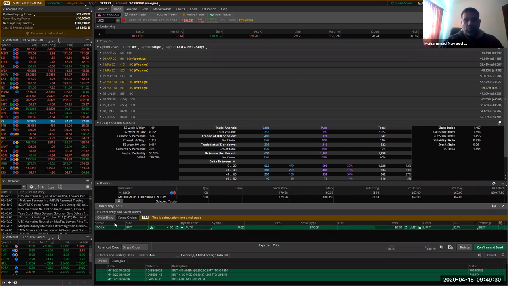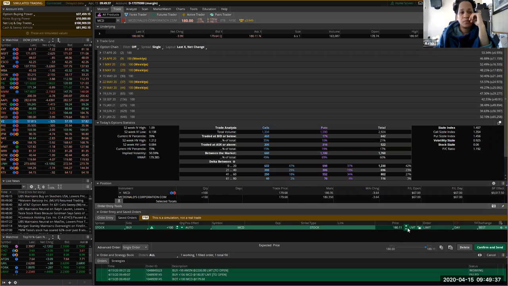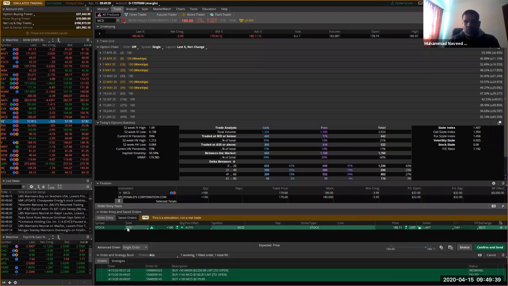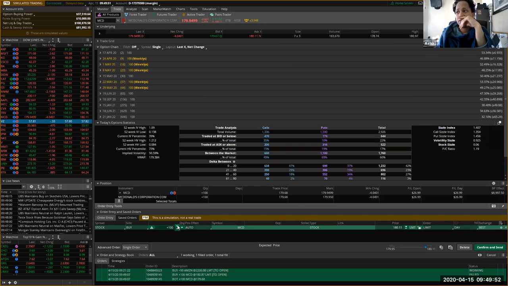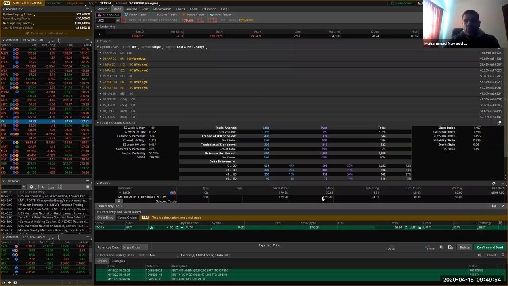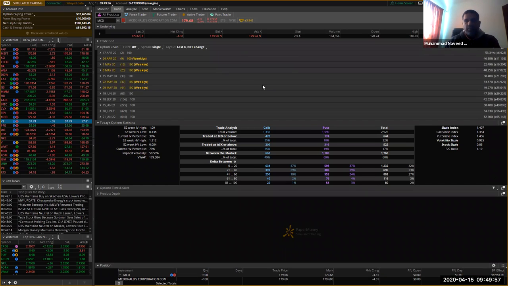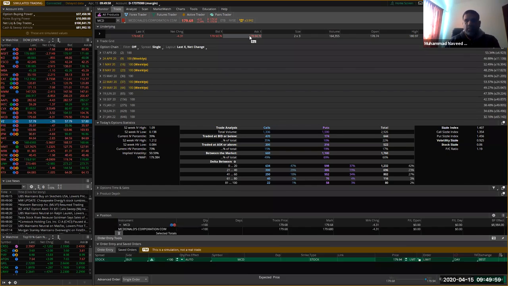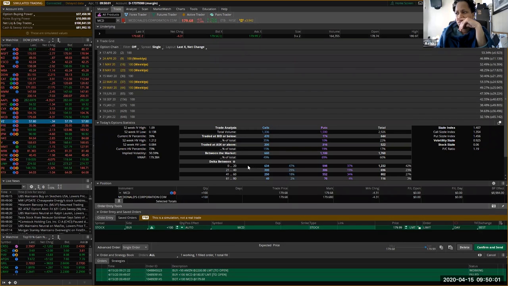Okay. So this is the order editor. So you can edit your order here in this section. So right now, what I did was I double clicked the ask price there, and it created a buy order for 100. So this is by default. Double click the ask price. So I'm going to delete this and I'm going to go back right here and double click this. So the moment you double click this, it creates an automatic order.